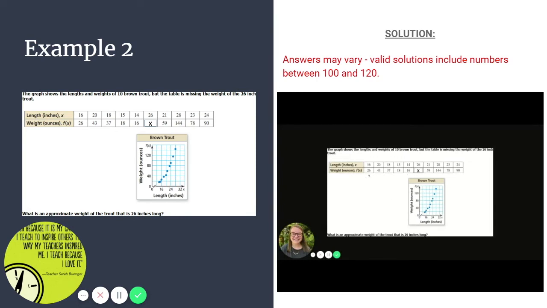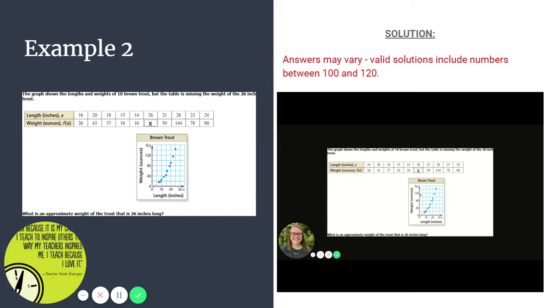So it's asking what is the weight of the 26-inch trout. So coming down here, you'll look for your 26 inches, and that would be shortly after the 24, which would be right about here. So if I come up and I'm looking for that point where the 26 would have been, that would be right here, which would be just under 120.